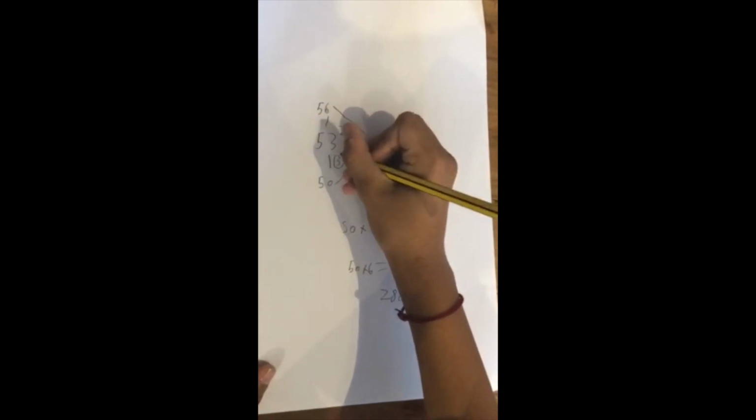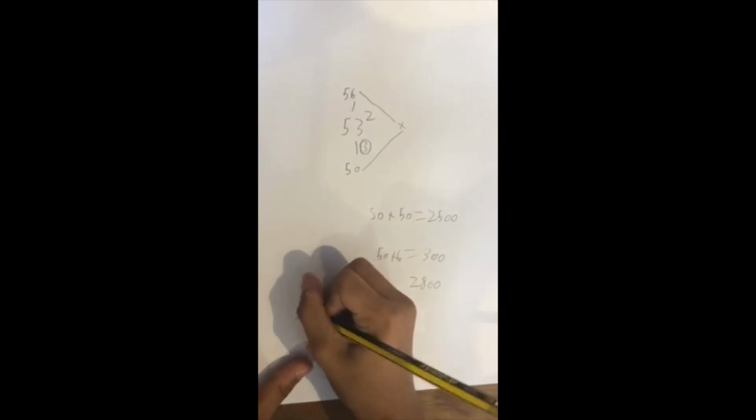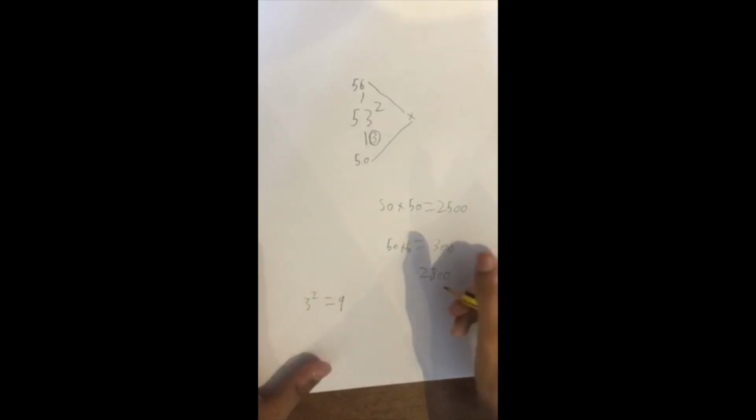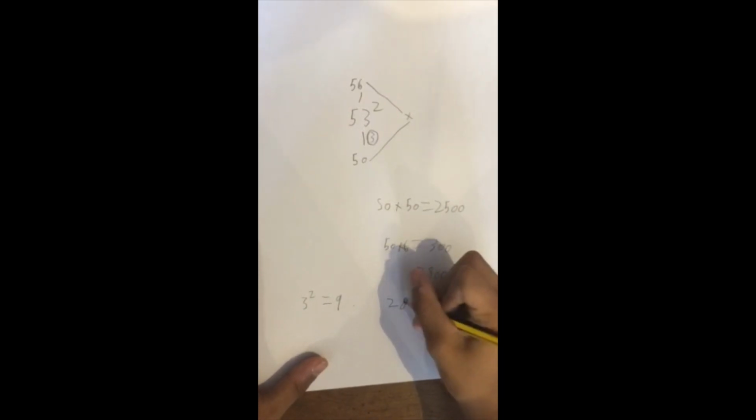Then you have to remember this 3, the number you went up and down with. You have to square it. So 3 squared equals 9. Now all you have to do is add these numbers together. You get 2,809.